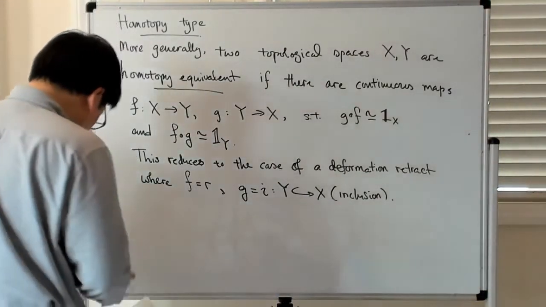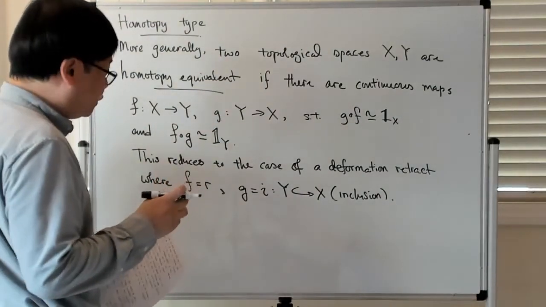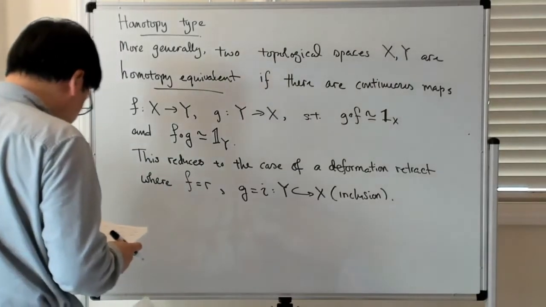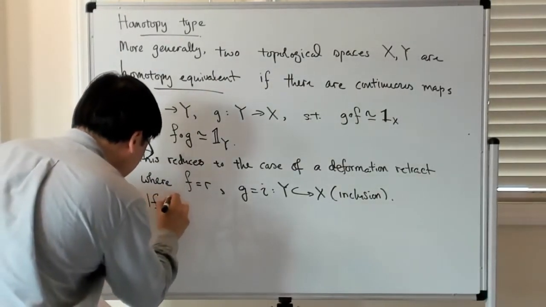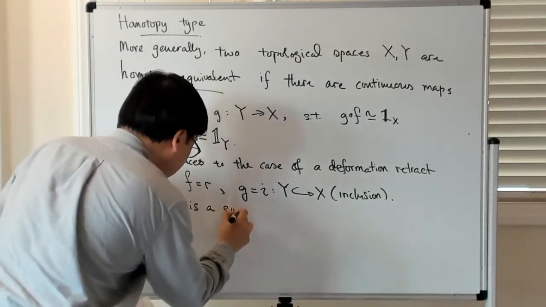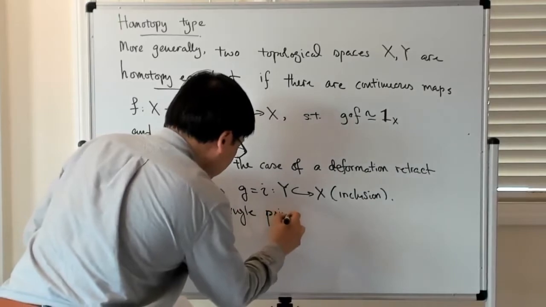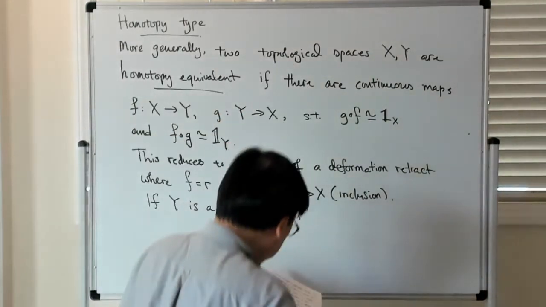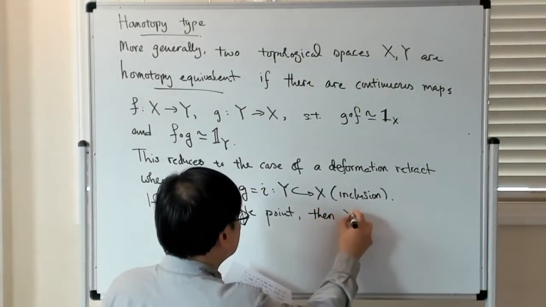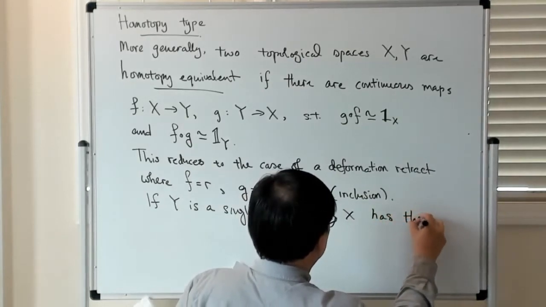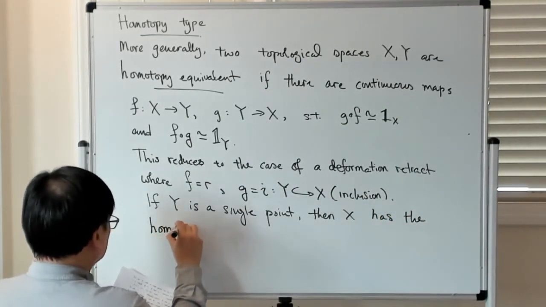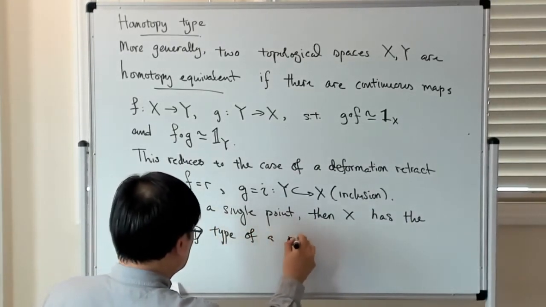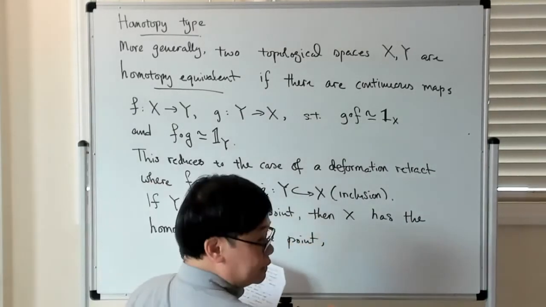So we're talking about things which are homotopy equivalent to a point, which is the notion of contractibility. If Y is a single point, then we say that X has the homotopy type of a point. Alternatively, we can say that it is contractible.